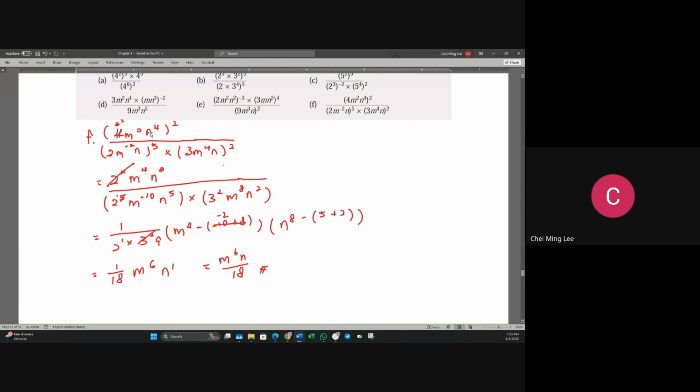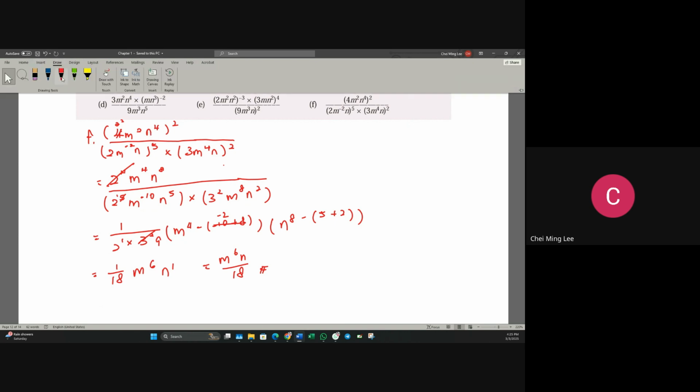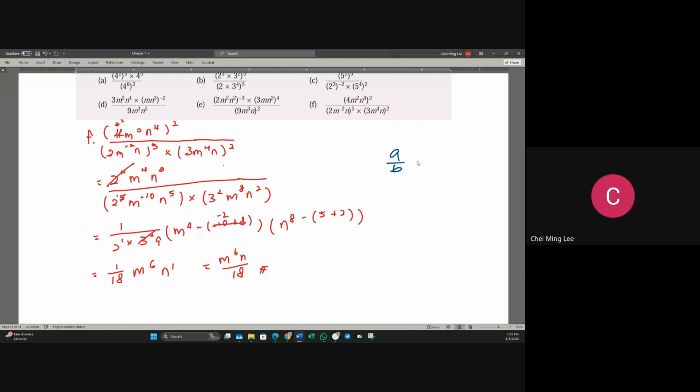Okay, this one is like a over b multiplied by x. So these two will join together, so it becomes a times x over b. Okay?